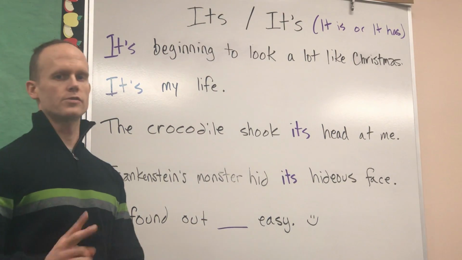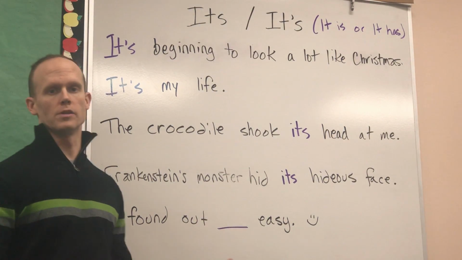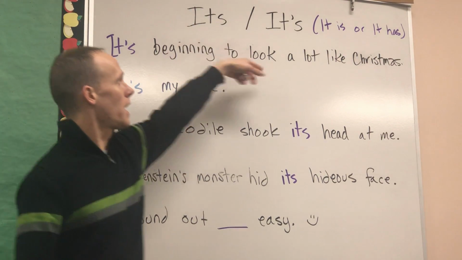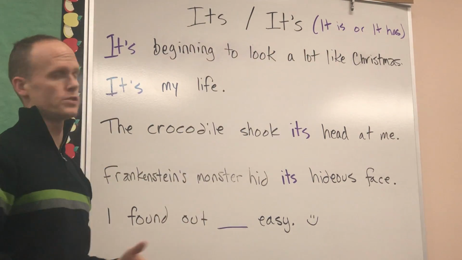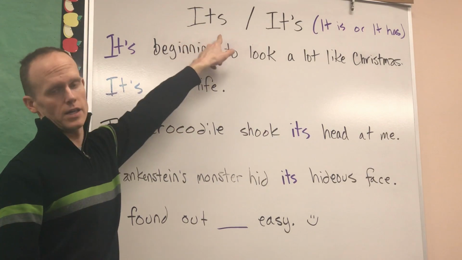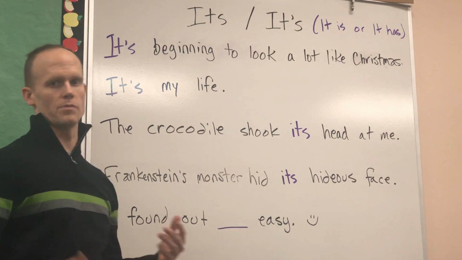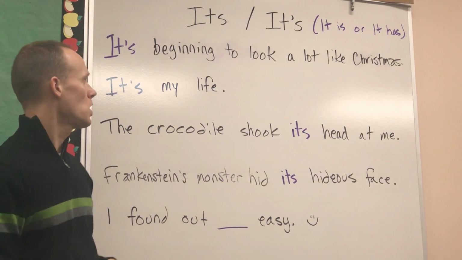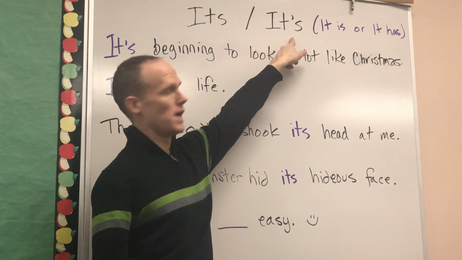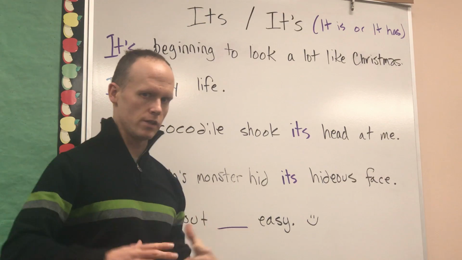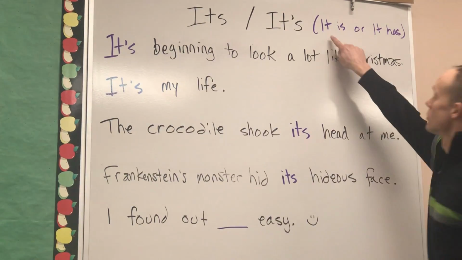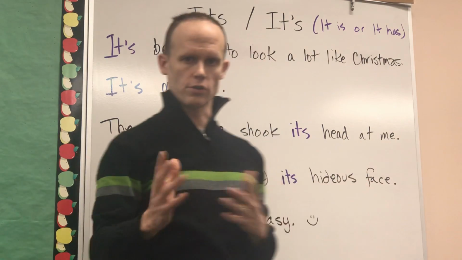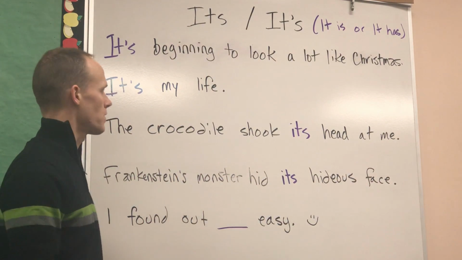Okay, so we're going to look at two words that are commonly mistaken for each other: its and it's. The difference is this: its is a possessive determiner, meaning that something owns something else or refers to something else. Whereas it's, with an apostrophe s, is a contraction of either it is or it has. Okay? So those are the two different variations.